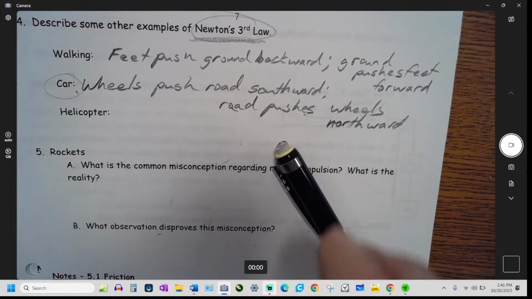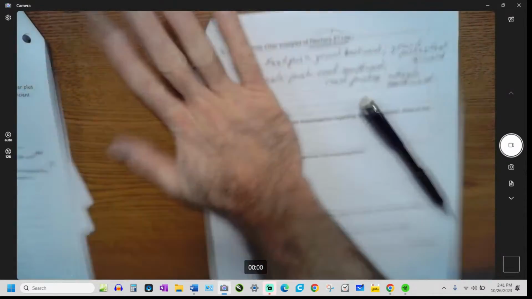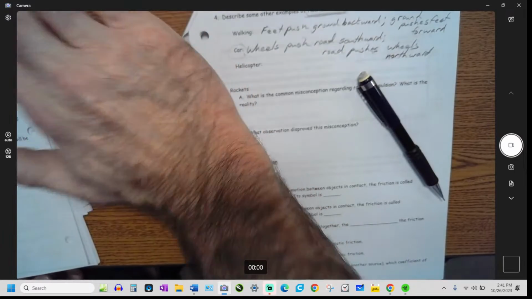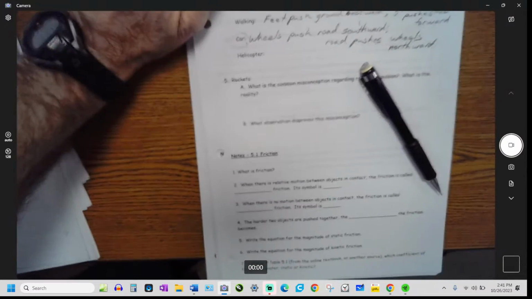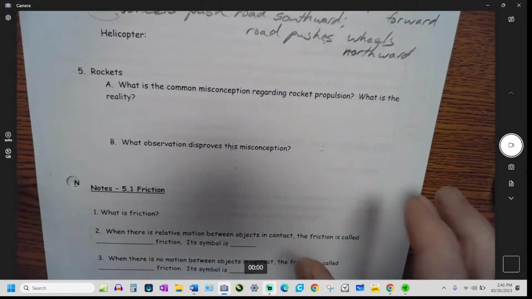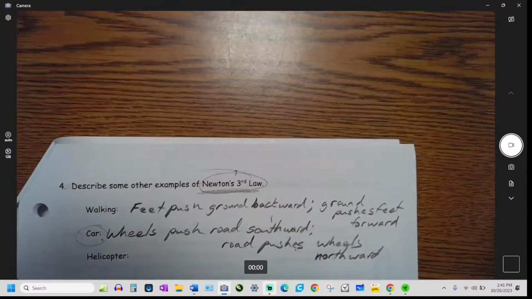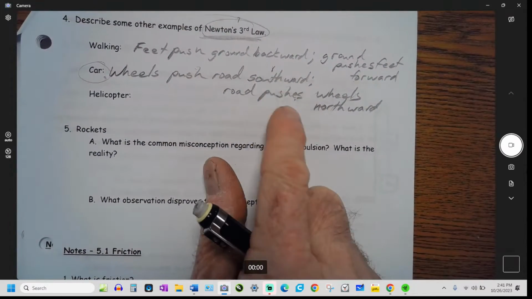If I push the wall, or sorry, I need to do it so Samantha can see. If I push my desk like this, is there any time lag between when I push it and it pushes back? No. So from the standpoint of something happening and then something being the reaction to that and happening later, it doesn't really make sense.